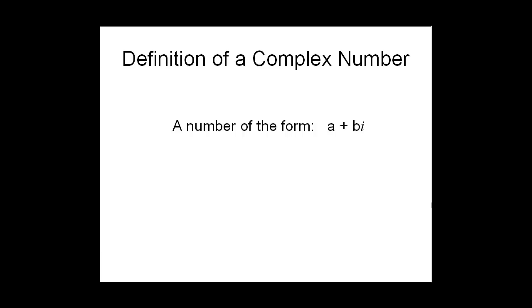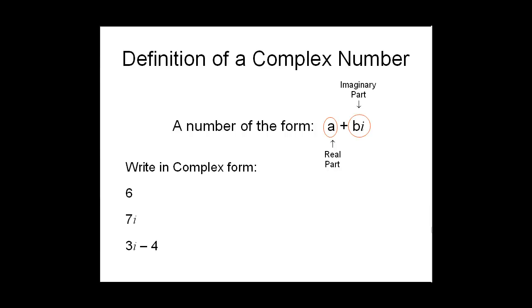Okay, the definition of a complex number has 2 parts, a real part and an imaginary part. The real part does not have the i. The imaginary part does have the i, and it goes at the right side. So if we have the numbers 6, 7i, and 3i minus 4, and we change those to complex form, 6 will be 6 plus 0i, there's no i next to it. 7i has no real part, so it's 0 plus 7i. And the 3i minus 4, we need to turn around, -4 plus 3i, so the i is at the right side. Now you can add, subtract, multiply, and divide complex numbers.